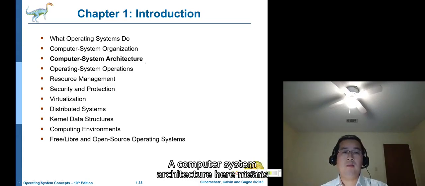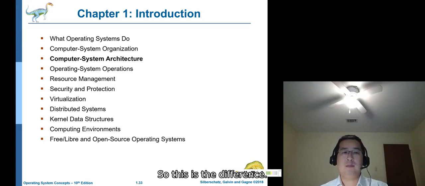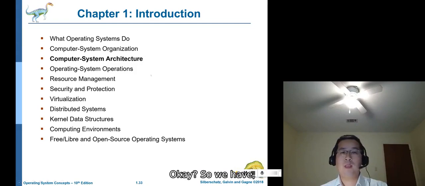Here it means we combine several computing systems together. We have one system, and this system may contain several computer systems. So this is the difference. We talk about architecture, which means how different computers are connected with each other. Okay.